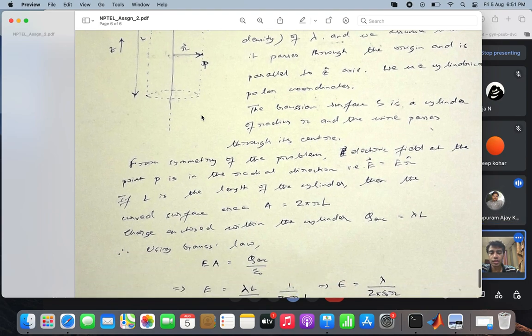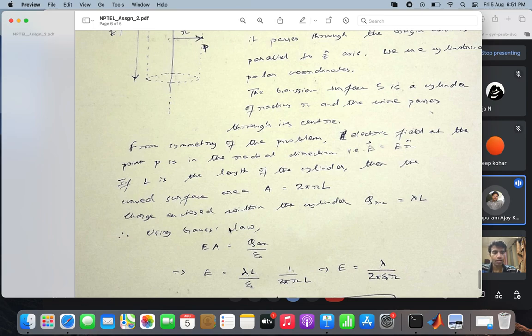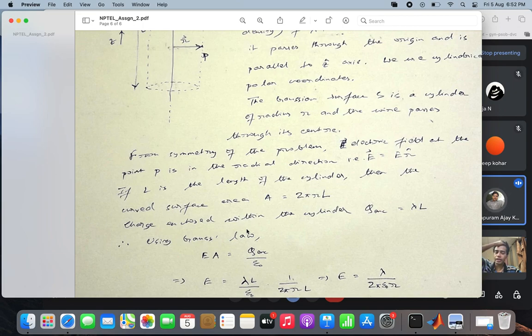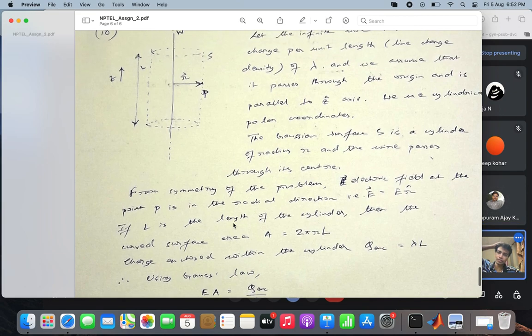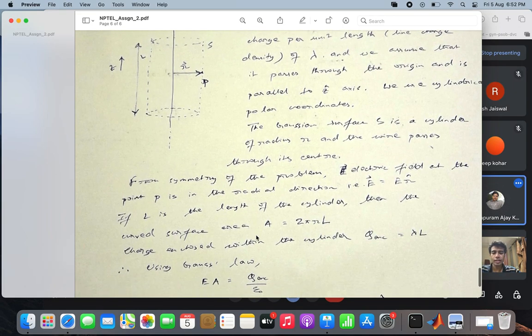So my charge enclosed is lambda into L. Instead of a line, for a surface it is sigma times dS, that is charge per unit area into area, or charge per unit volume into volume, rho times d tau. Right. So over here it is lambda into L.